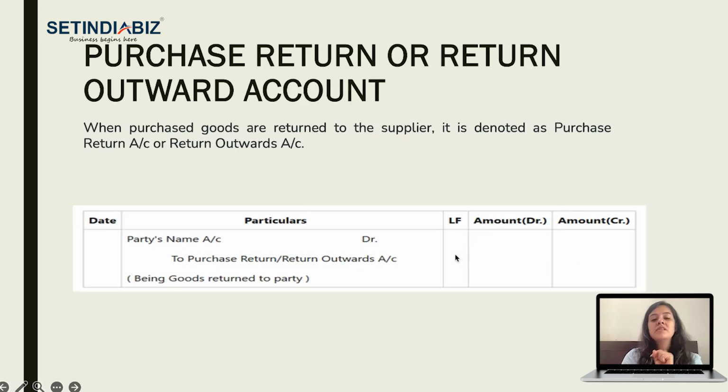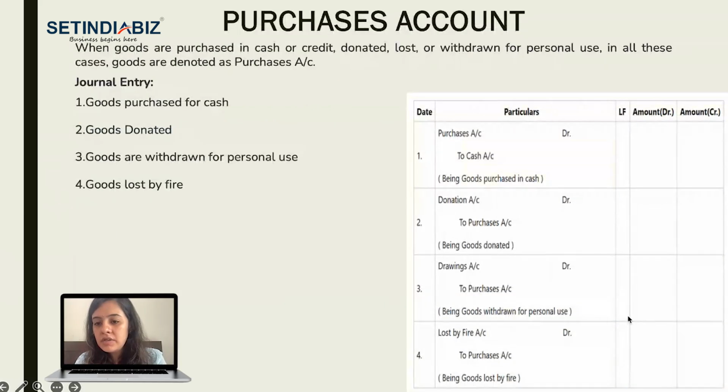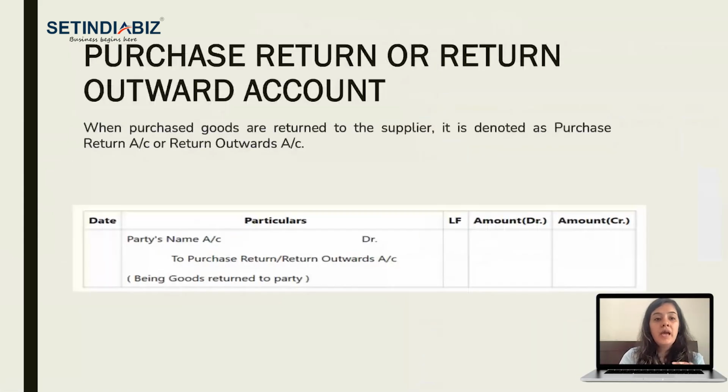This LF means ledger folio. See, every ledger, these are the ledger accounts. This supplier, this purchase, return, purchase, capital, all are these ledger accounts. These have separate ledger folio numbers and the accountants have the duty to write these respective ledger folio numbers along with this. So in every journal entry we have this ledger folio, right? Now we have sales return or return inward.